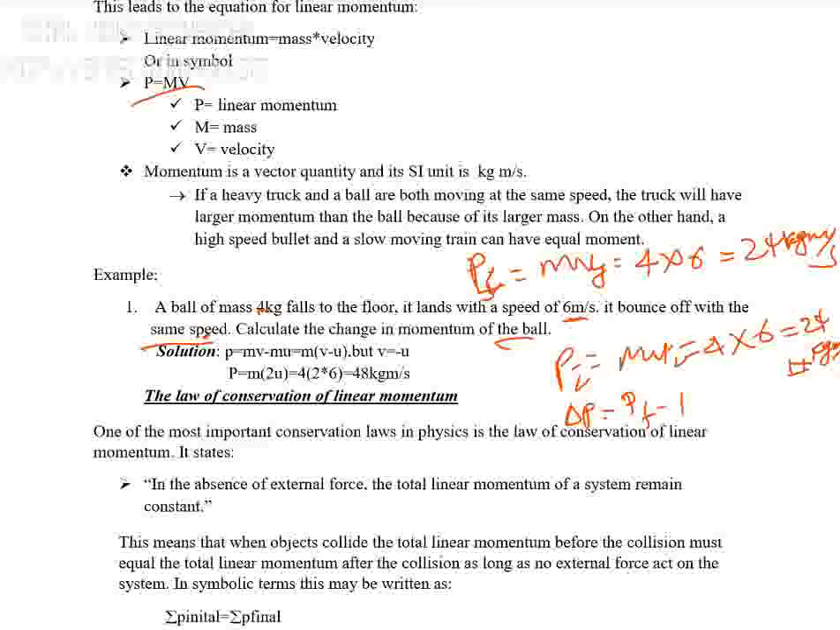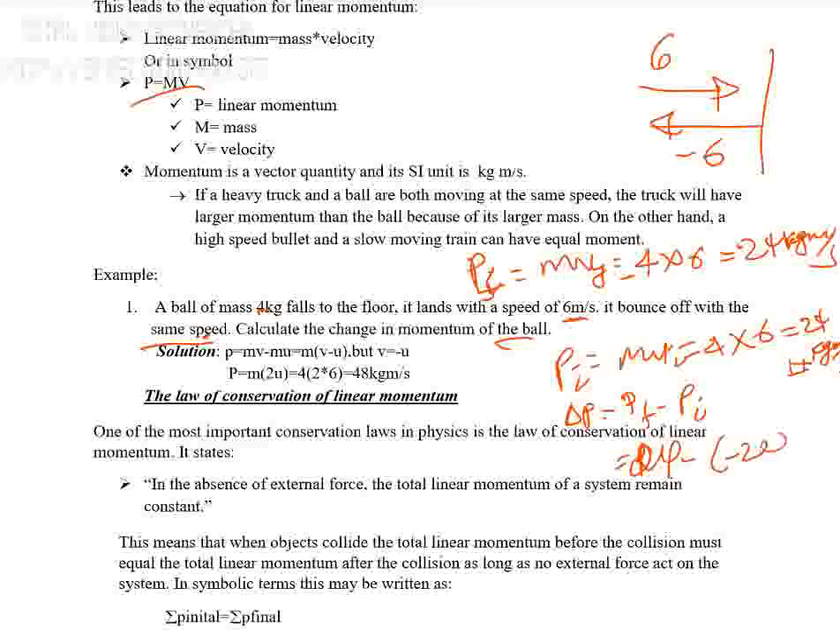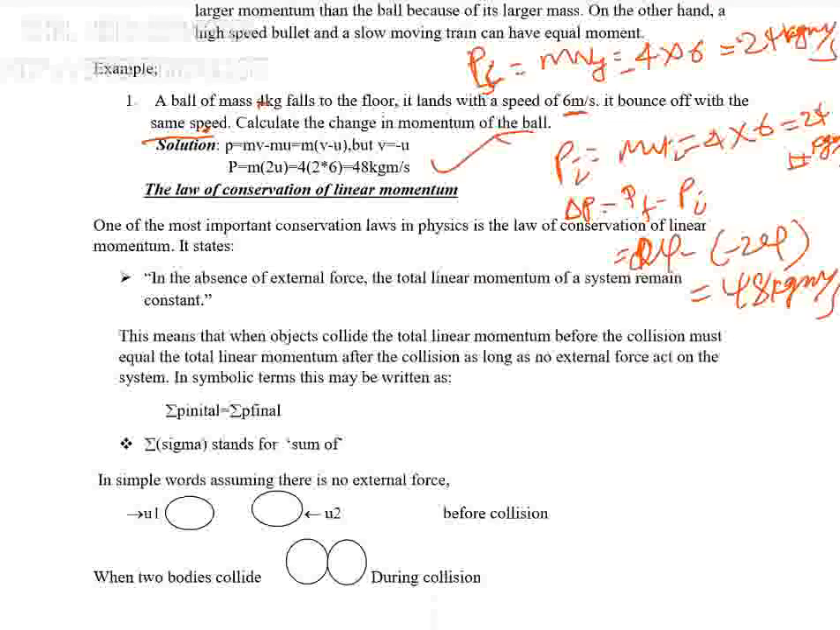Momentum final minus momentum initial. Therefore, here we make negative for the final momentum, because since it bounces off, the velocity is negative in opposite direction too, because initially the ball is moving in this direction, after it bounces it moves in this direction. Therefore, the speed for this is positive 6, for this one it's negative 6. Therefore, this answer becomes minus. Therefore, the change is 24 minus negative 24. Finally, we can get how much? 48 kg meter per second. Therefore, by using this technique, you can determine the change in momentum of an object.